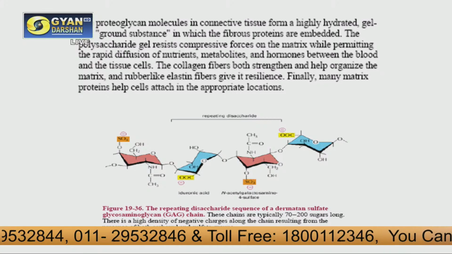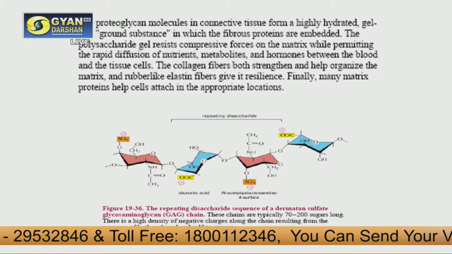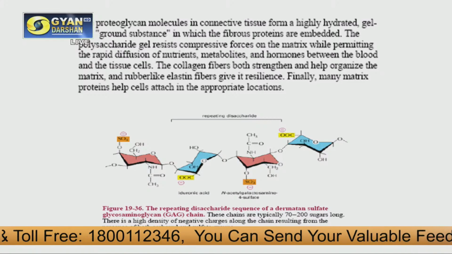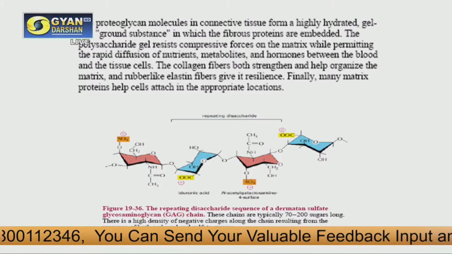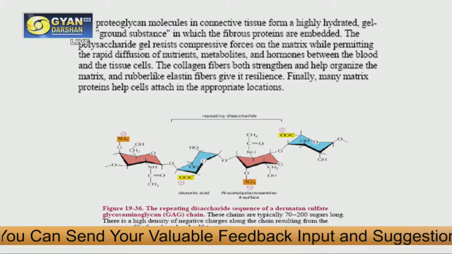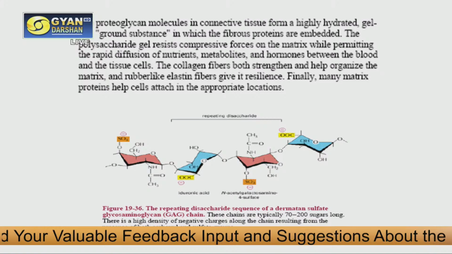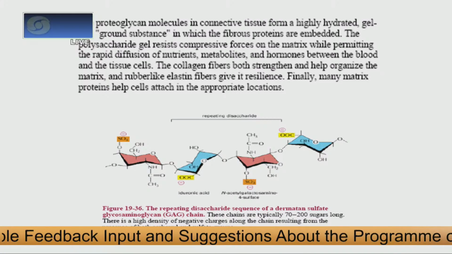And what is the function of the polysaccharide gel? It resists compressive forces on the matrix while permitting the rapid diffusion of nutrients, metabolites and hormones between the blood and the tissue cells.